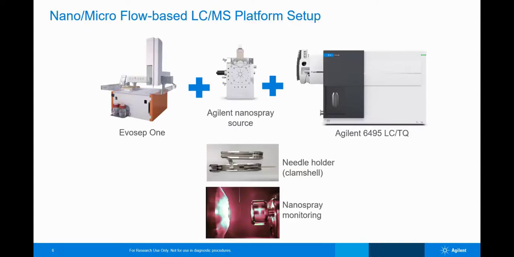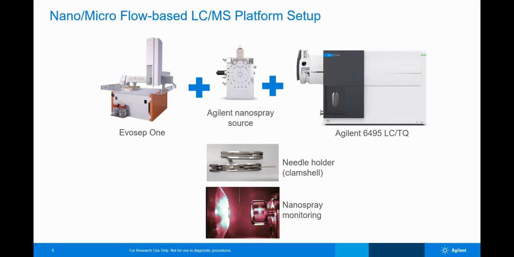Using a standard flow LCMS system, users often need to load more sample on the column to achieve optimal analytical sensitivity, but sometimes users are sample limited. So in this scenario, a low flow LCMS system is often preferred. This is why we evaluated a new low microflow LC system, Evosep One, coupled to Agilent 6495 LC triple quad, to address this scenario for people who are sample limited.